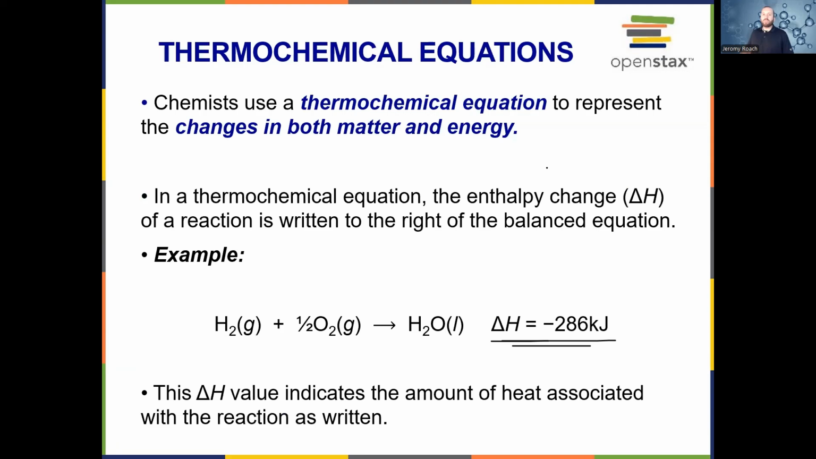If we reverse this reaction, that changes the sign of delta H. So if we write this in the other order, it's going to make delta H positive if we write H2O on this side and we write all of this on the other side. Delta H is going to change the sign.